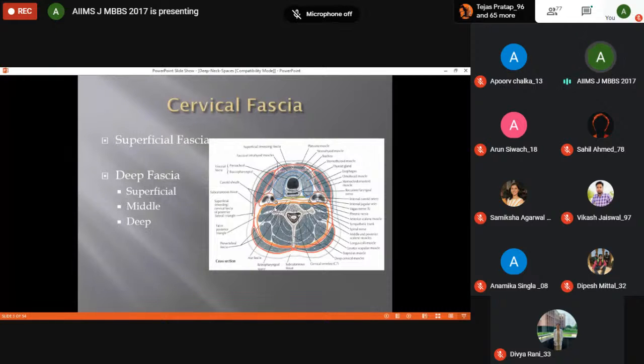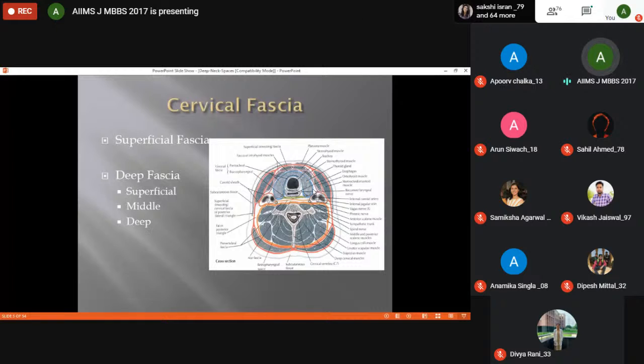Then this blue line is an extension of this fascia which encloses the carotid vessels on both sides. You can see the carotid artery, carotid vein, and vagus nerve. There is a fascia which covers all these structures. This is actually an extension of the superficial layer of deep cervical fascia. You can see this is also somewhat red. Then this blue is the middle layer of deep cervical fascia.